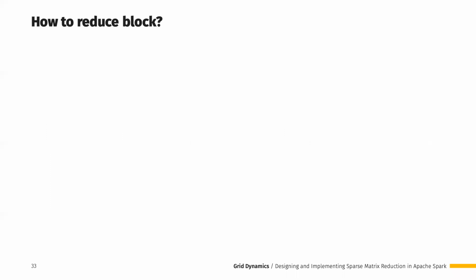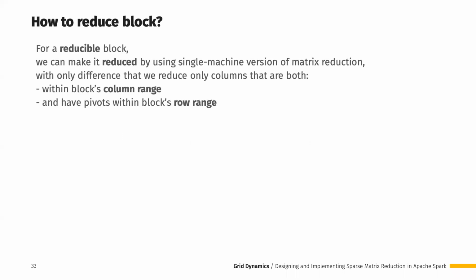So how to reduce a block now? We are given a reducible block and we want to make it reduced. And we can use almost the same algorithm as in the single machine version of matrix reduction. The only difference is that we only reduce columns that are within the block's column range, the range that spans the block. I'll show you an example in the next slide. It will be easier to show like that.